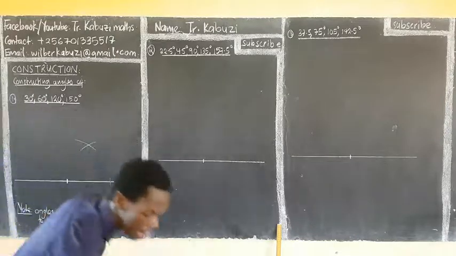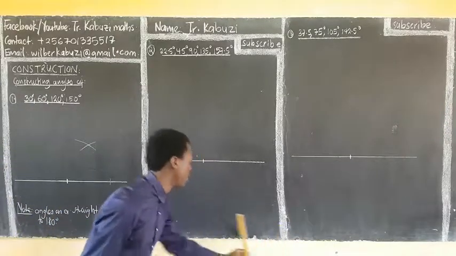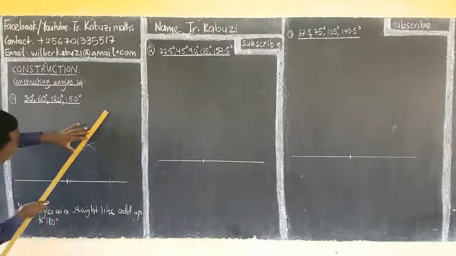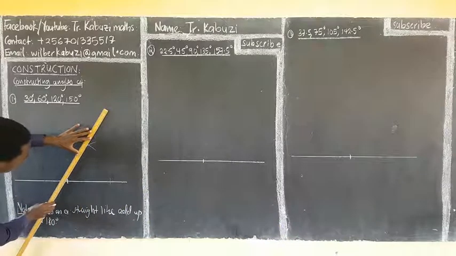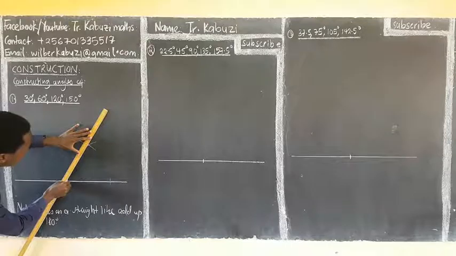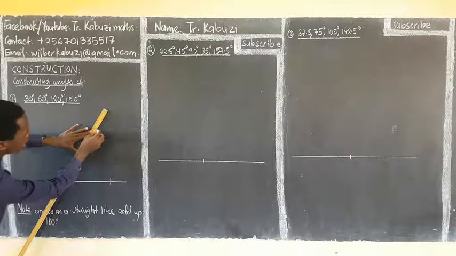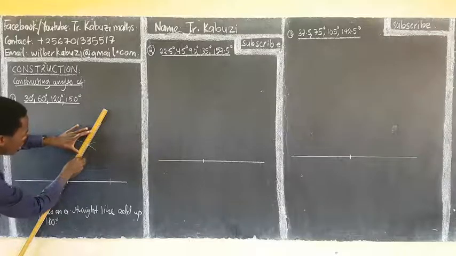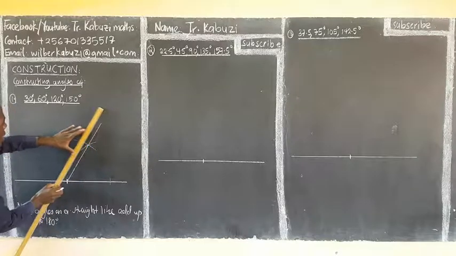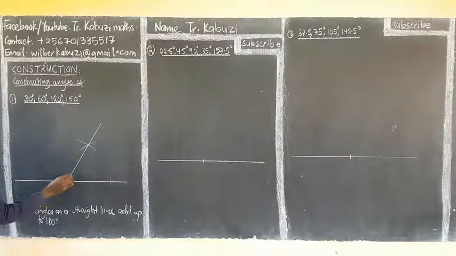So now, I get my ruler, then I join this point where I'm starting from, to the intersection of these two arcs there. Then you draw your line like that. Now this angle is going to be 60 degrees.